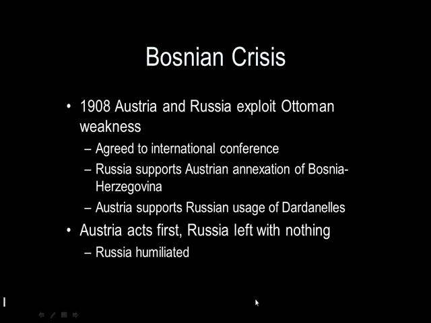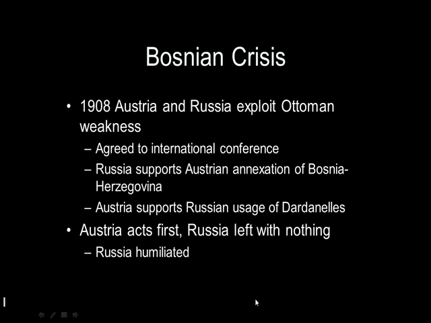The Austrians wanted a territory, Bosnia, in southeastern Europe. The Russians said, we'll help you out. But in return, we want support for the ability to sail freely in the Mediterranean, essentially. What ended up happening? The Austrians took what they wanted first. When the Russians asked for their support for what they wanted, the Austrians said, no, we changed our mind. Russia is left humiliated.